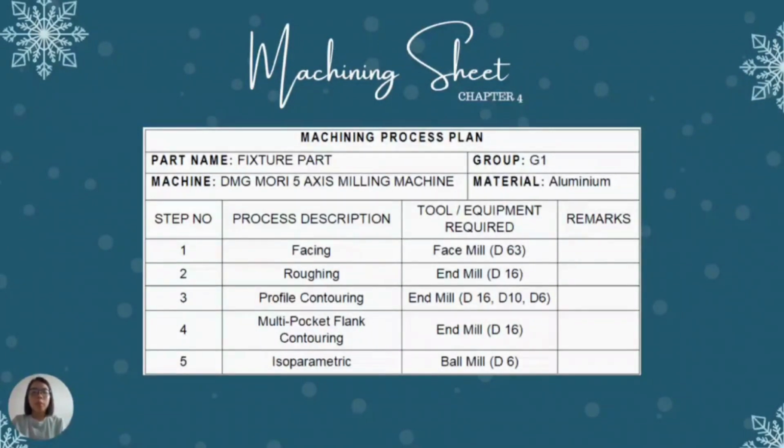For facing, we have used a face mill with a diameter of 63 millimeter. For roughing, we use an end mill with a diameter of 16 millimeter. For profile contouring, we use end mills with diameters of 16 millimeter, 10 millimeter, and also 6 millimeter. For the multi-pocket frame contouring, we use an end mill with a diameter of 16 millimeter. And for the last one, the isoparametric process, we use a ball mill with a 6 millimeter diameter.